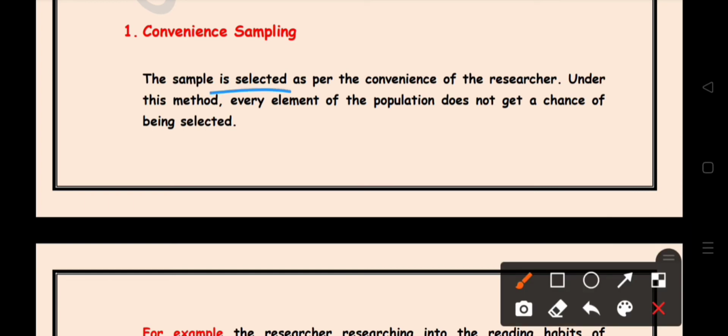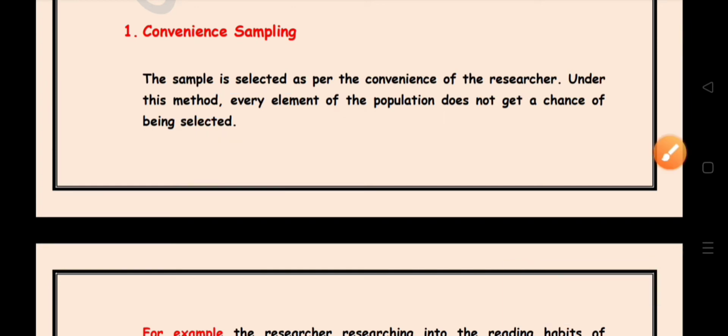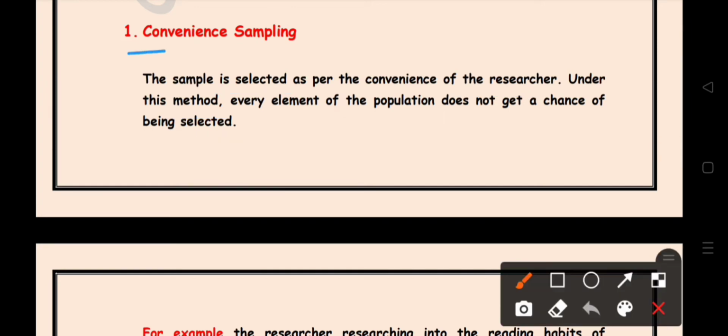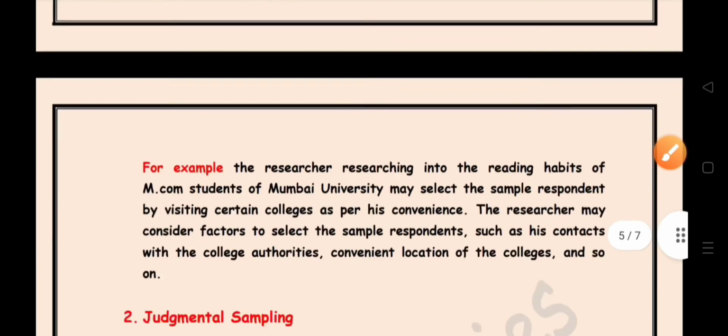The sample is selected as per the convenience of the researcher. Here we are discussing first the convenience sampling. The sample is selected as per the convenience of the researcher. Under this method, every element of the population does not get an equal chance. It is a non-probability sampling. Every person will not get an equal chance of getting selected. As the name is given, the researcher will select his sample according to his convenience only.